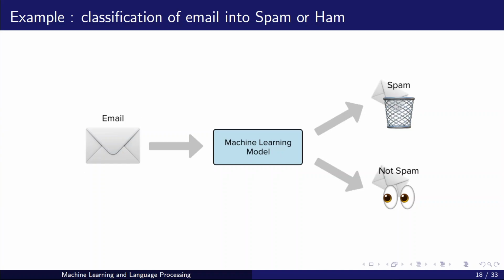Okay, so now let's look at some classification examples. Let's say we have the task of classifying your email into spam or non-spam. So you would like to build a machine learning model for automatically classifying your emails as spam or ham, or non-spam. So for a new email, a machine learning classifier will do a binary classification. It will say this is spam, this is not spam.